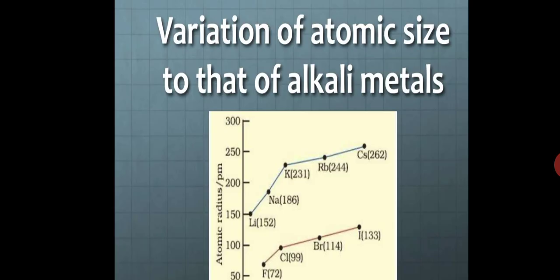Now next we will come to another graph I have given, for variation of atomic size of alkali metals, means group 1. See, alkali metals, as you move down the group, the atomic size increases. Can you see it here? Lithium is smaller than sodium, then potassium, then rubidium, then cesium. The atomic size is increasing. The graph is not straight, but it is increasing.